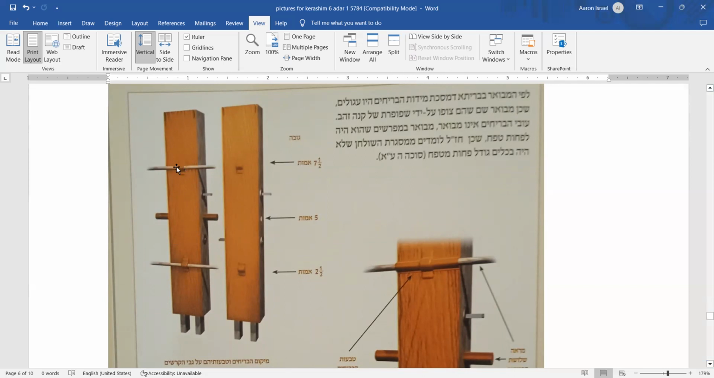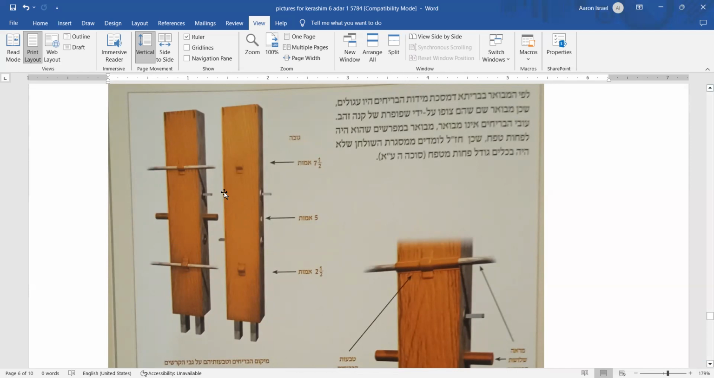On each of the north and south sides, there are 20 boards. So the first 10 are connected by 1 pole, which is 15 amot long. The second half are connected by a second pole, which is 15 amot long. There are 2 of those poles, one on the top, one on the bottom. So that's how we get to 4. The middle one, there's only 1. That's how we get to 5 poles. So that's how there are 5 poles on each wall.